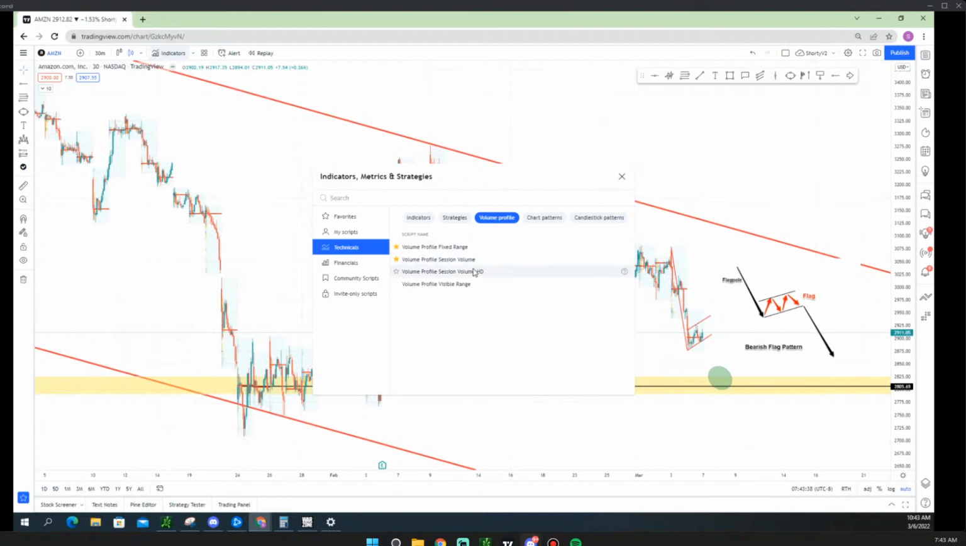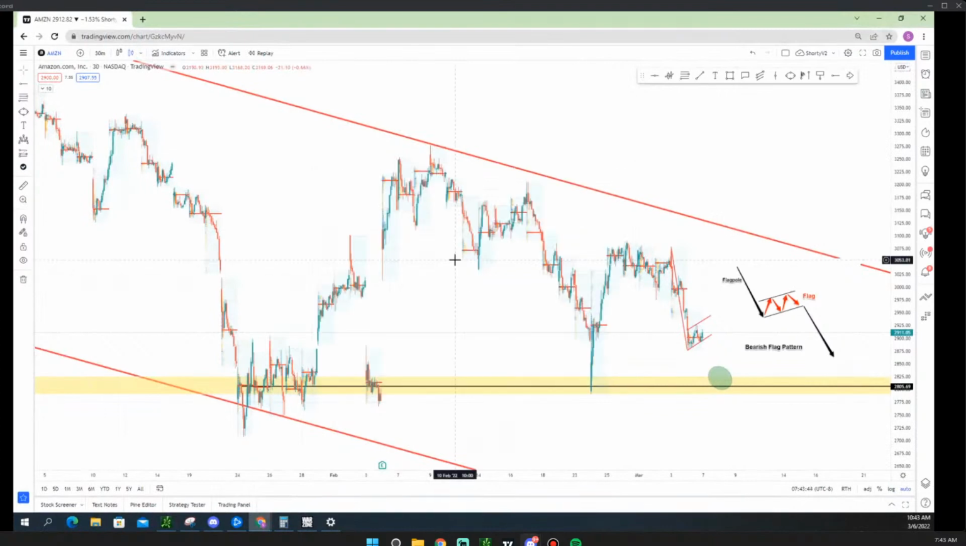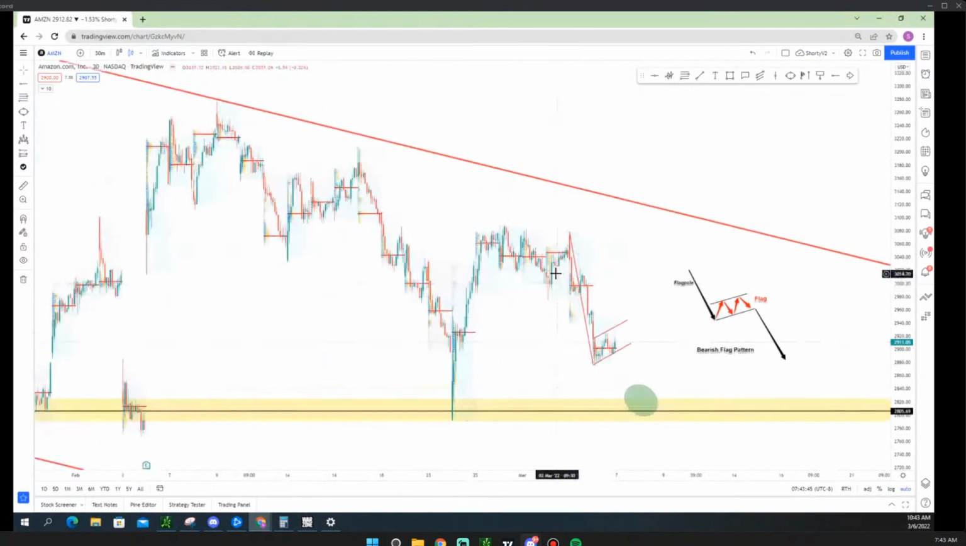I don't even know what the difference is. I think it looks better. This one here is the one you want to select, volume profile, session volume, which will give you these things right here that you're seeing.